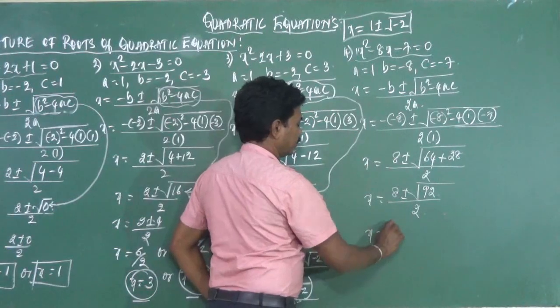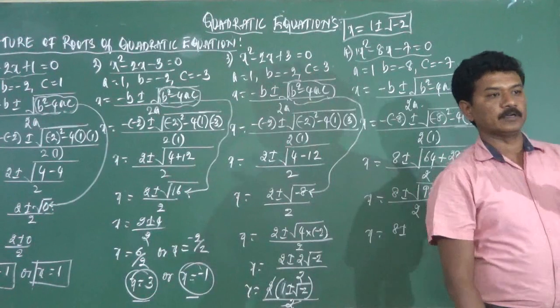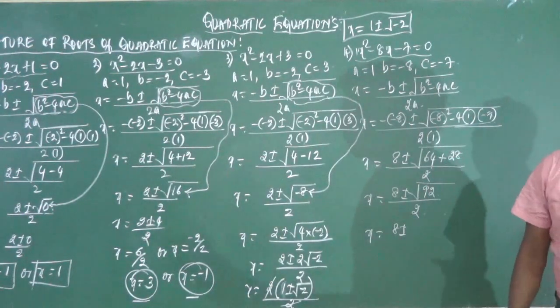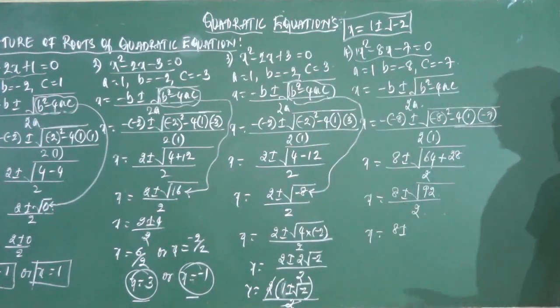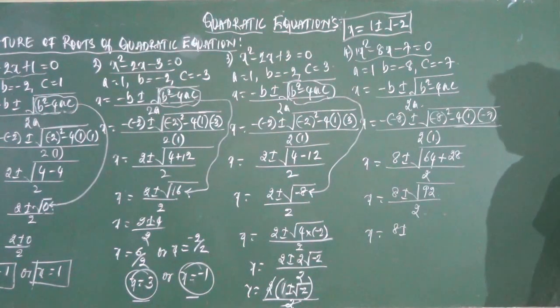So x is equal to 8 plus or minus, you have to split 92 into two numbers as a product of two numbers such that one of the numbers should be a perfect square. In yesterday's session we have discussed these things. So what number comes for 92?